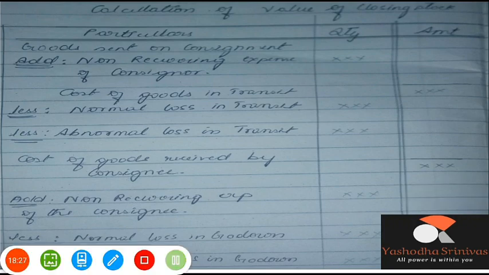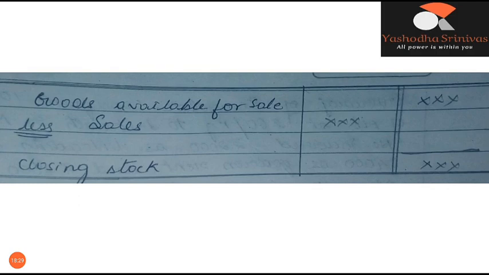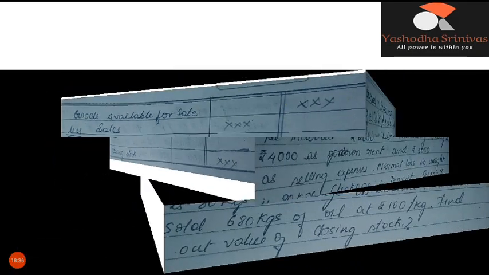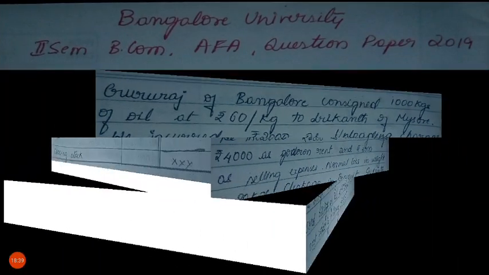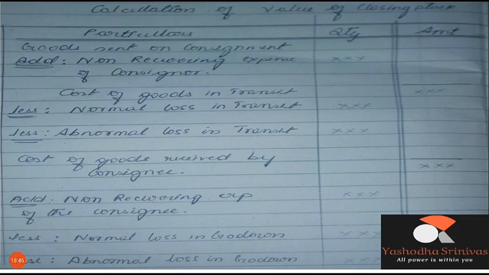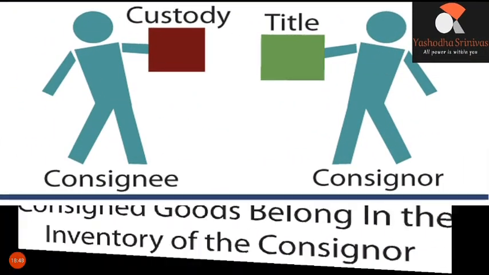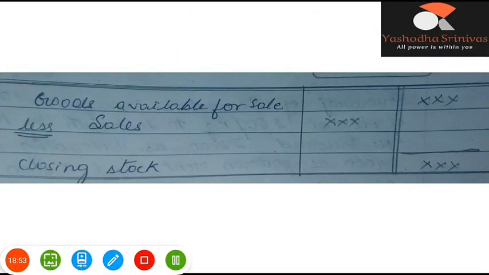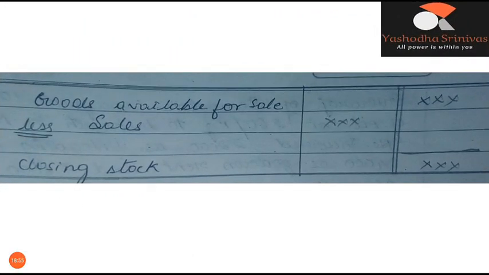If we proceed further in the same table, the goods available for sale will be with you. You have to write it here. Next, you have to less the sales here. You will be getting something called closing stock.